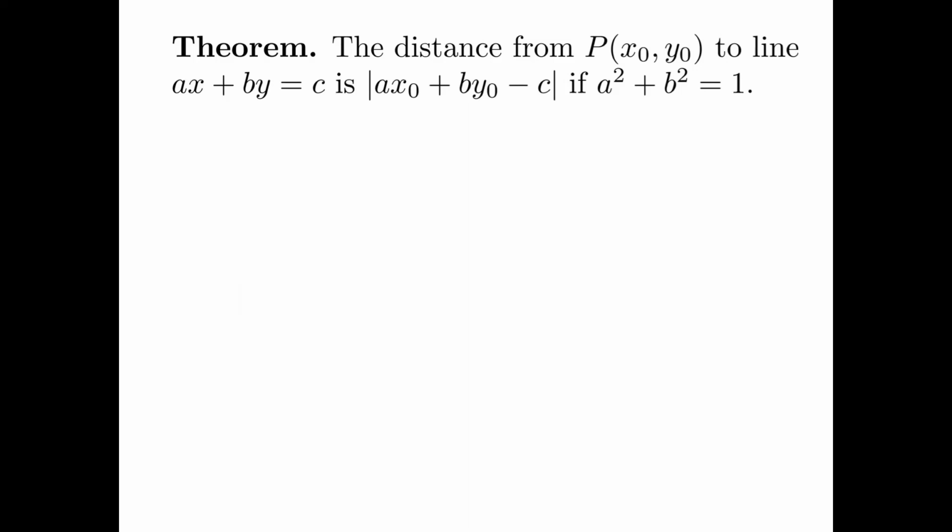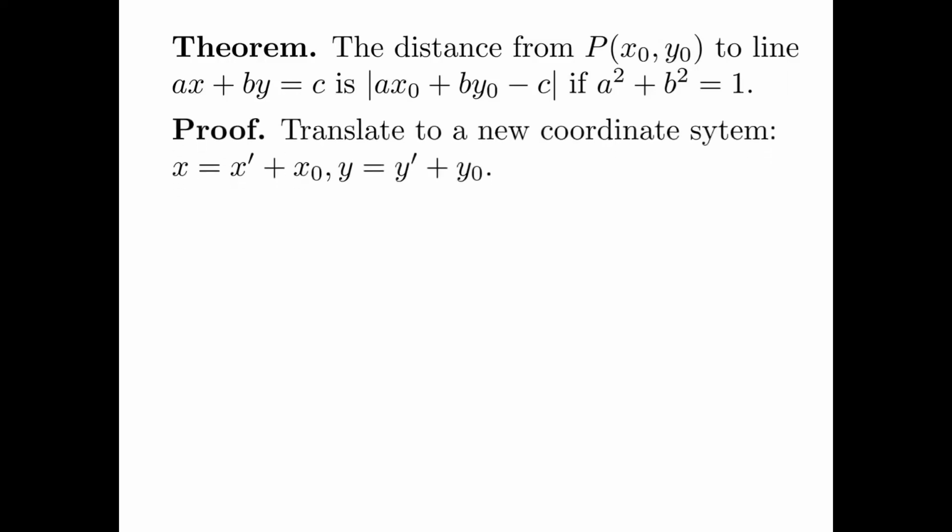The distance from an arbitrary point P with coordinates x0, y0 to the line ax plus by equals c is the absolute value of ax0 plus by0 minus c, if the equation is a normal form. So still the same thing. We plug the coordinates into the equation, take the left-hand side minus the right-hand side, and take the absolute value. That would be the distance.